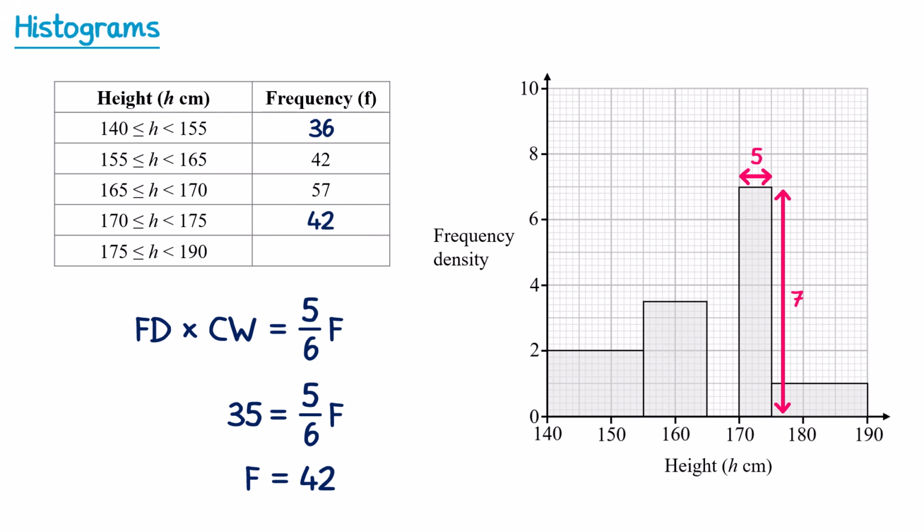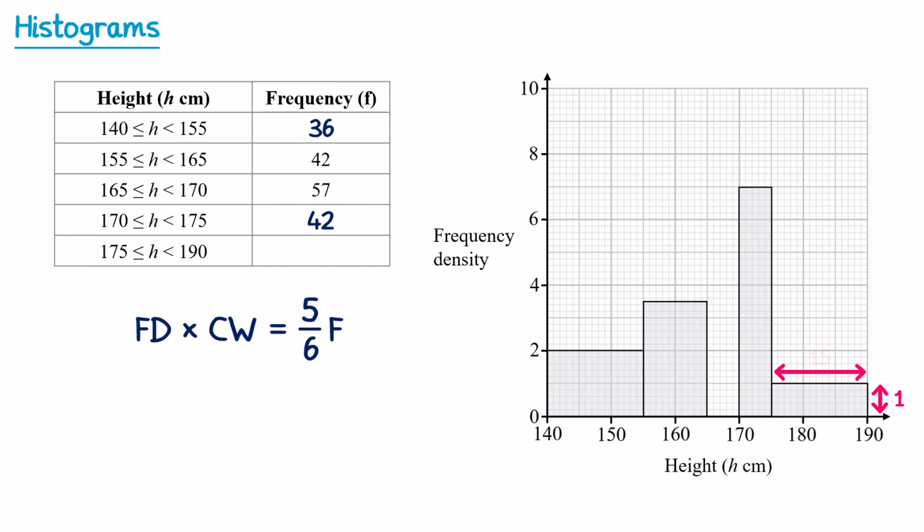Why don't you pause the video and see if you can work out the final frequency yourself. So for the final bar, we do the frequency density, which is just 1. The class width is 15, so we do 1 multiplied by 15 equals 5/6 of f. 1 times 15 is just 15, and if you solve this equation, you'll find that f is equal to 18. So the remaining frequency was 18.